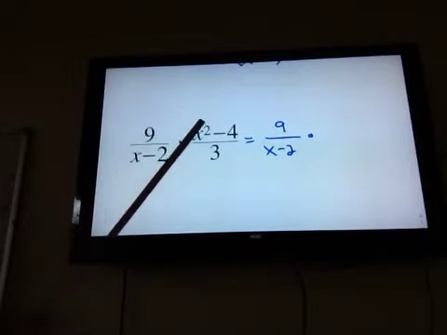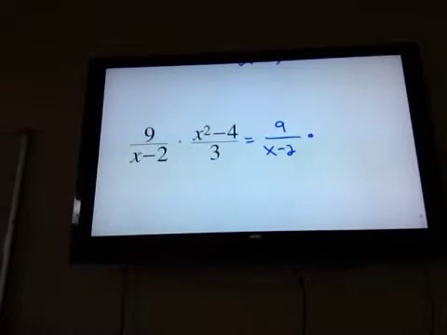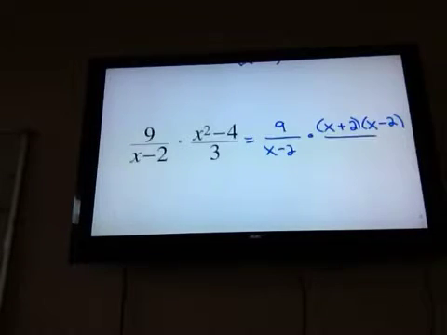Times, second numerator, x squared minus 4. Common factor? No. Difference of squares? Yes. So x times x, 2 times 2, plus and minus. And in my denominator, 3. Can't do anything to a monomial term. Monomial term, just no sign. And then I go to cancel.